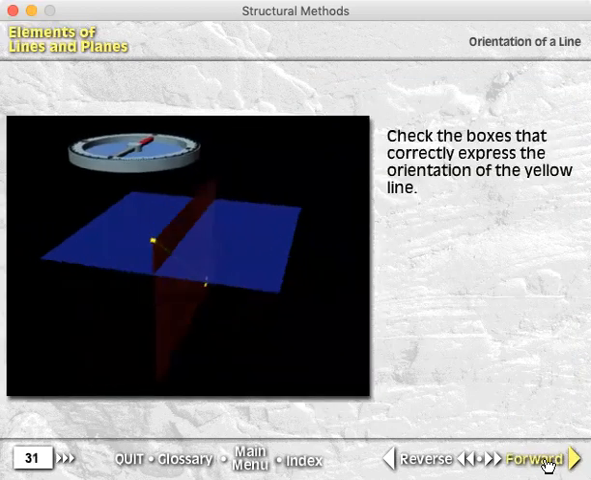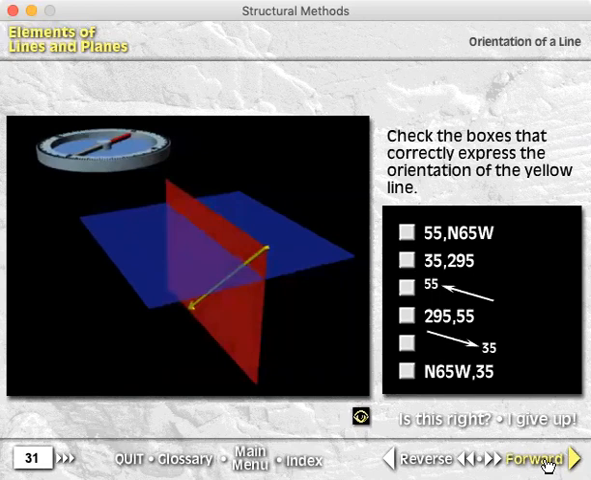Check the boxes that correctly express the orientation of the yellow line. Here's our compass. North is this direction. So from that, we should be able to tell that we are going in a northwest direction. The trend of our line is to the northwest. We have to guesstimate an angle here. They've given us what appears to be a couple of choices, 55 degrees or 35 degrees, and it's asking us to check the boxes that correctly illustrate the trend and plunge of this line.